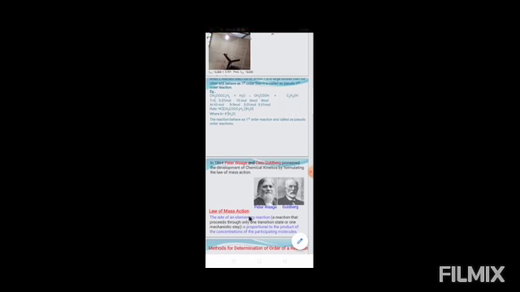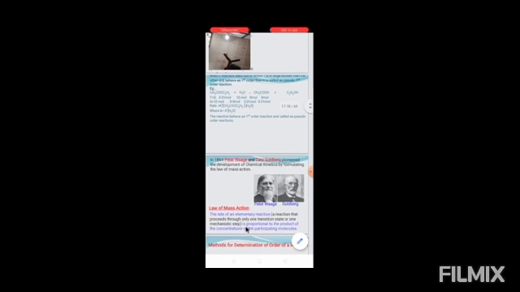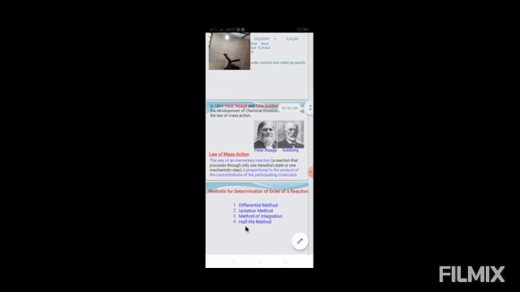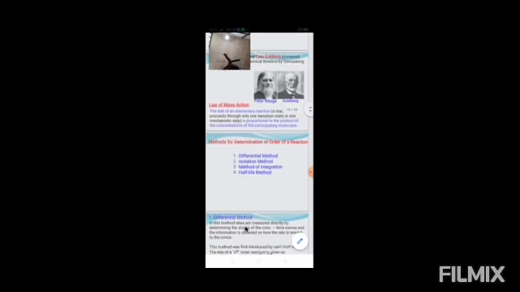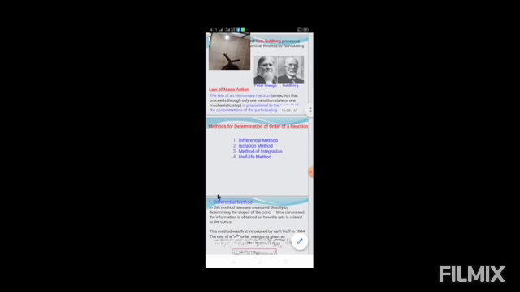Now, the law of mass action. According to this, the rate of any elementary reaction is proportional to the product of the concentrations of the reacting molecules, which you have done in your class 11. Now, different methods for determining the order of the reaction. We have four methods. One is the differential method, another is the isolation method, the third is the method of integration, the fourth is the half-life method. Now let us see how to find the order by using the differential method.